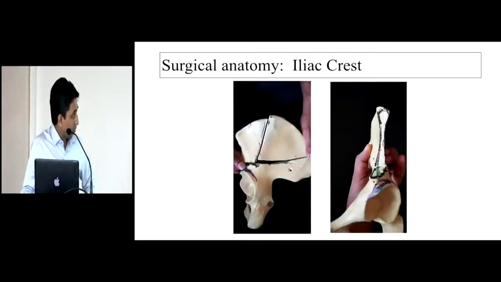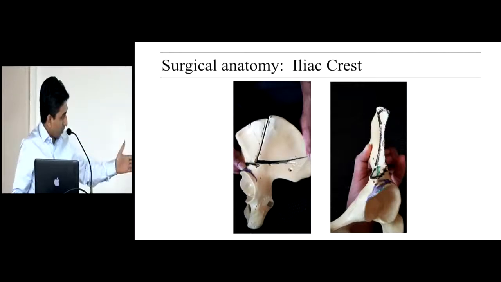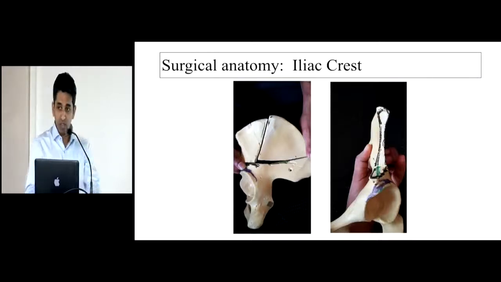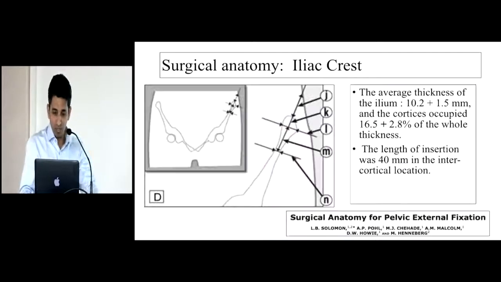So if you cut the pelvis vertically along the iliac crest, along the iliac tuberosity, we can see that thin line, the inner and outer table, and in between that is the cancellous bone. So generally, unlike the diaphyseal part where we talk about cortical fixation, here is the area where we put the pins intracortical, because we want a large length of the pin to be passed. If you see the anatomy, the average thickness in, of course, the Western population is around 12 mm, and the cortices occupy around 20% of that thickness, and the length of pin insertion that can safely go in between the cortices can be around 40 millimeters in length.